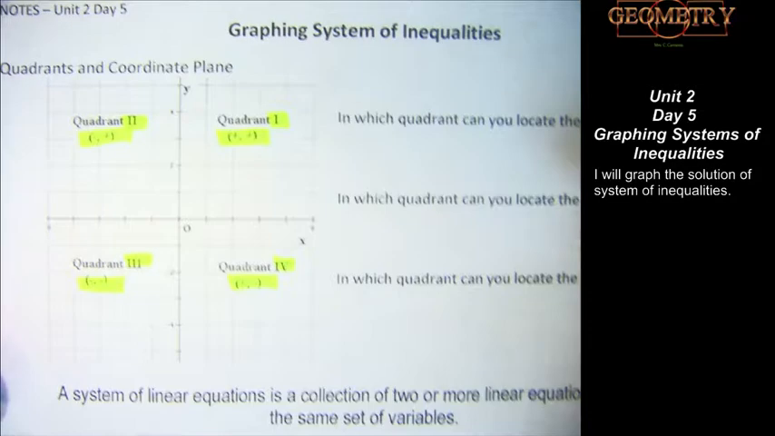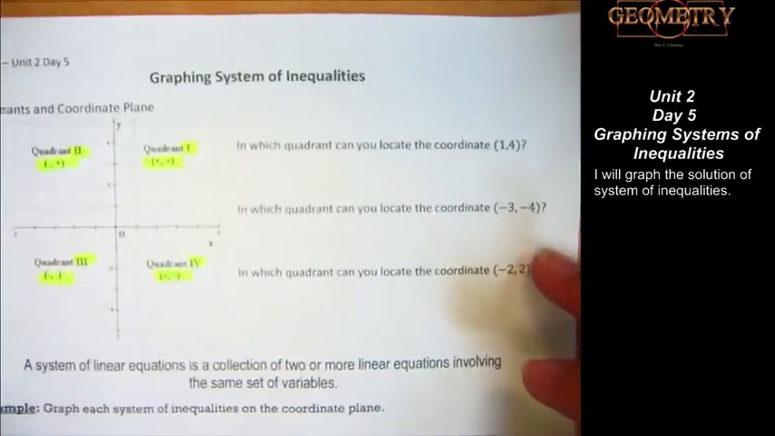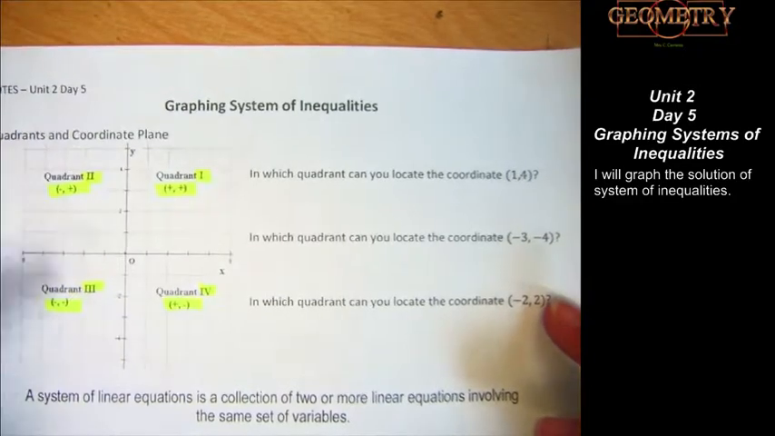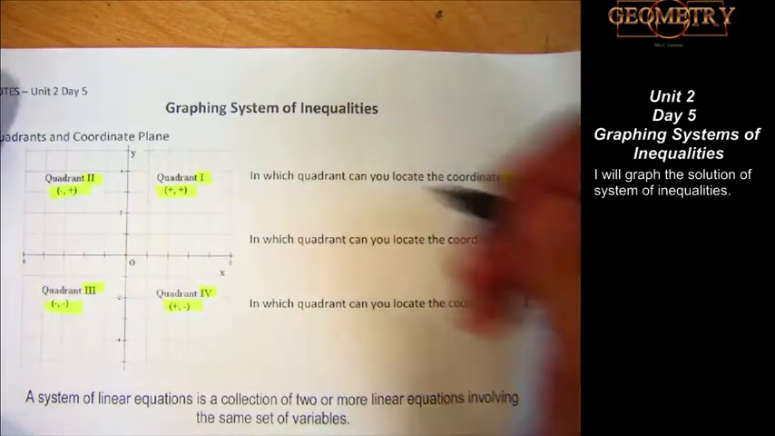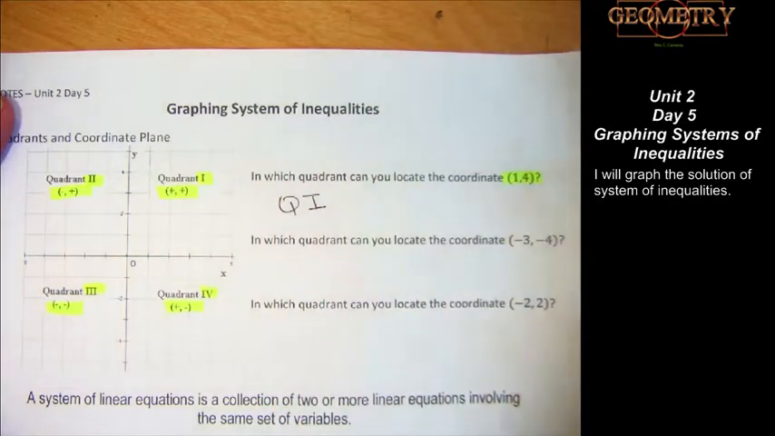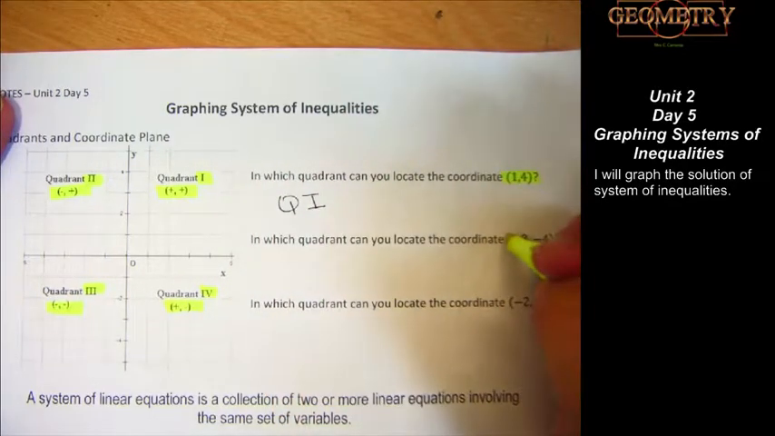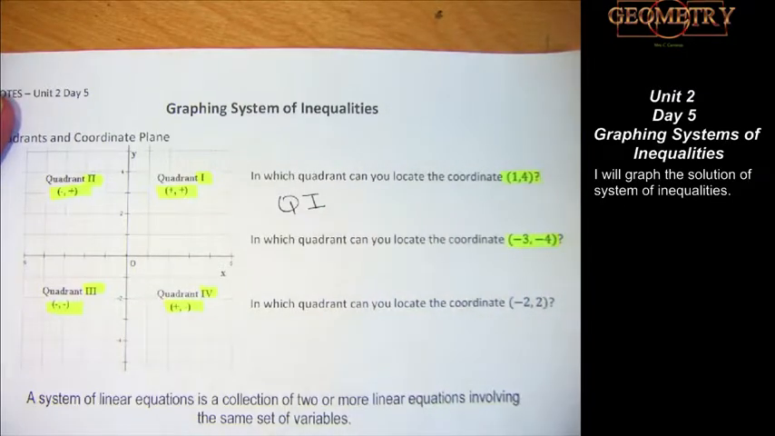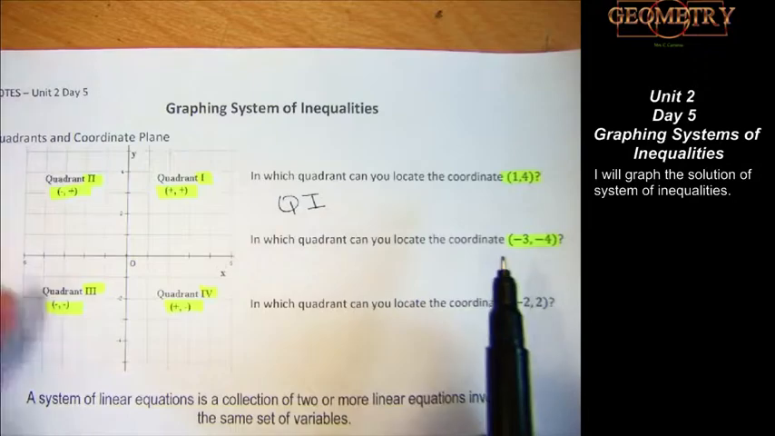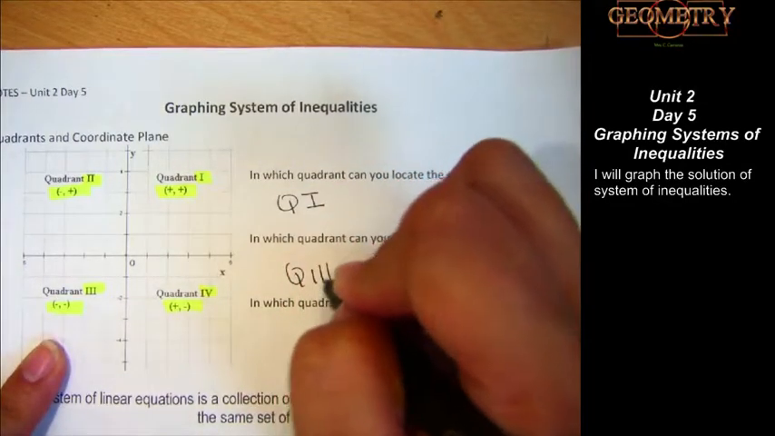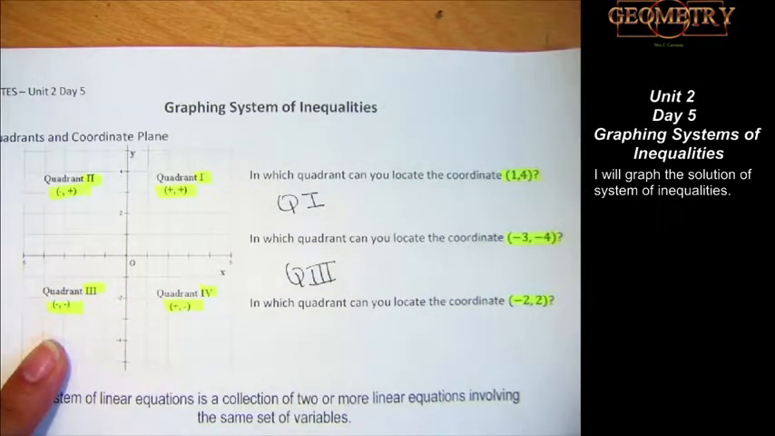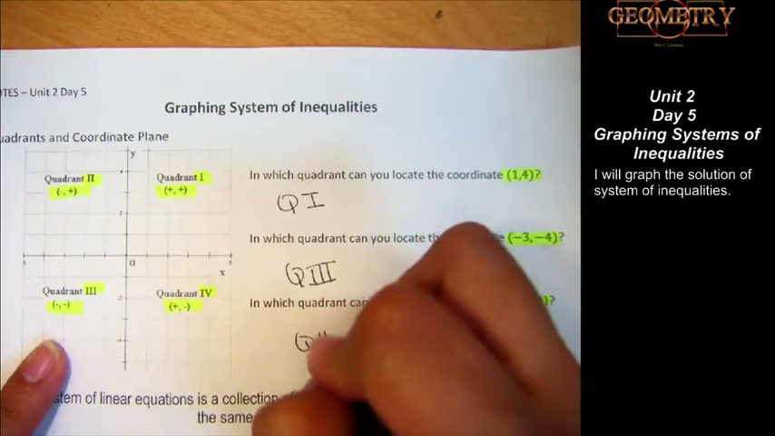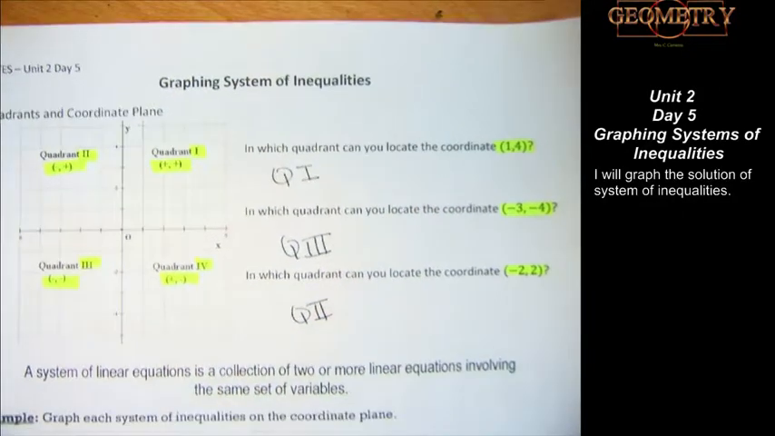Okay? So let's practice stating where points live, which town, quadrant 1, 2, 3, or 4. Which quadrant can you locate the coordinate (1, 4)? Quadrant 1, because both of these are positive, this lives in quadrant 1. What about the point (-3, -4)? Quadrant 3, because these are both negative. What about (-2, 2)? Quadrant 2, because quadrant 2 is where x is negative and y is positive.